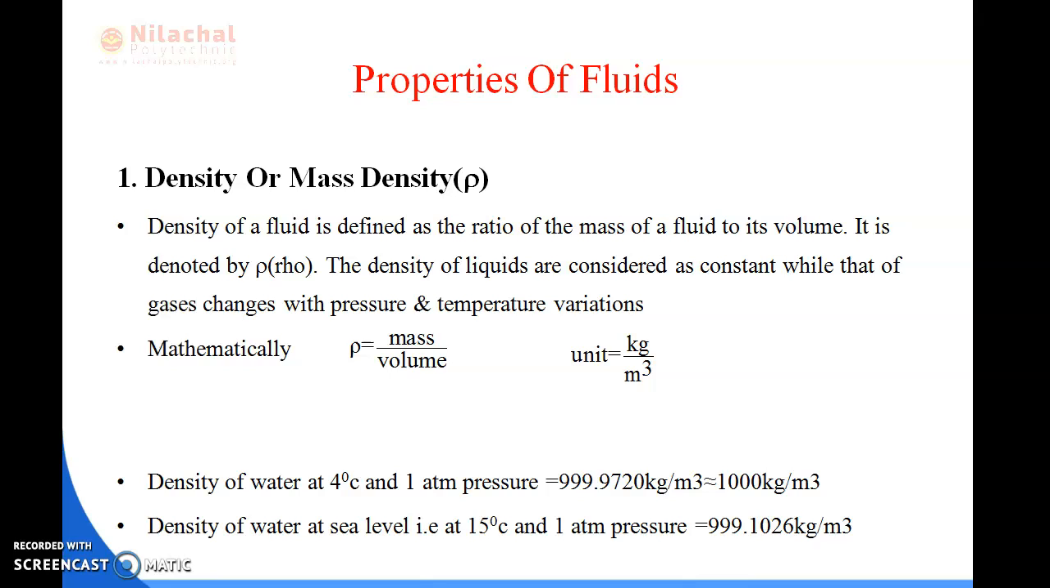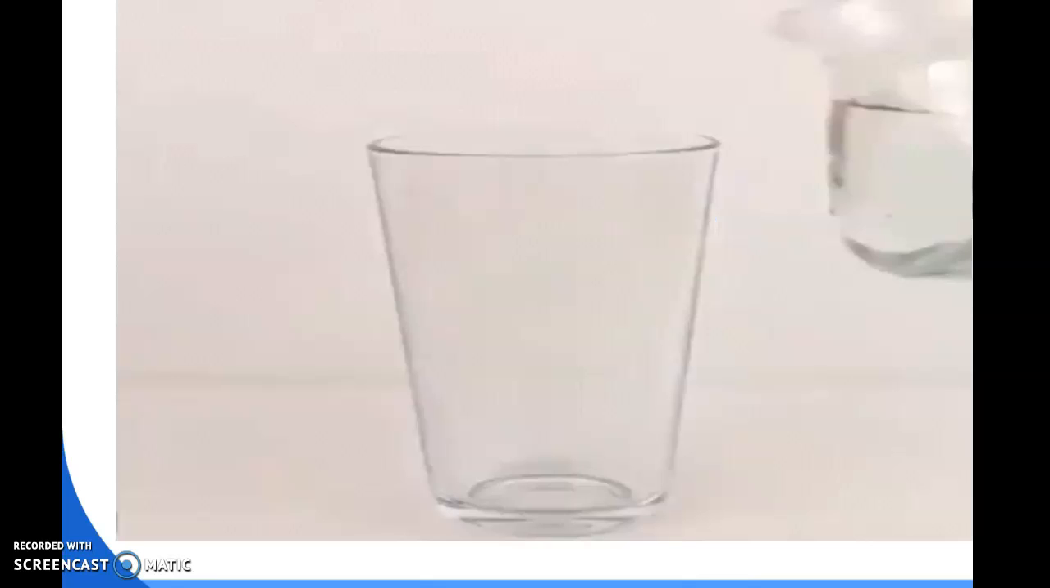But if you take the density of water at sea level, that is at 15 degrees Celsius and 1 atmospheric pressure, it is equal to 999.1026 kg per meter cube. That is also nearly equal to 1000. Generally, you know the density of water means 1000 kg per meter cube.